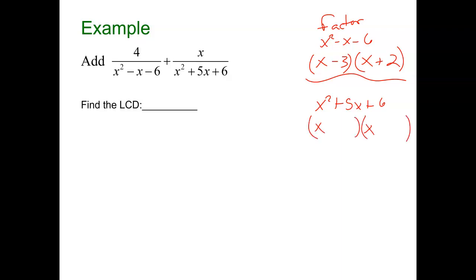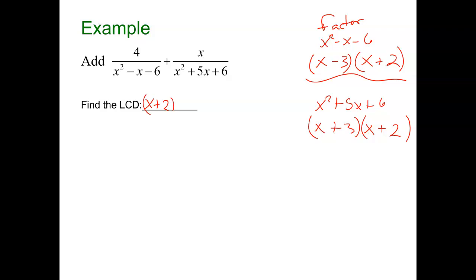Factors of 6 that add to 5. Positive 3 and positive 2. Okay? So now I know what my factors are. Do they have any common factors? X plus 2. That's an auto include in our least common denominator.